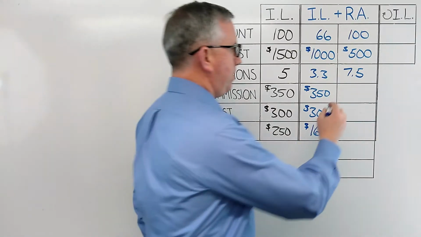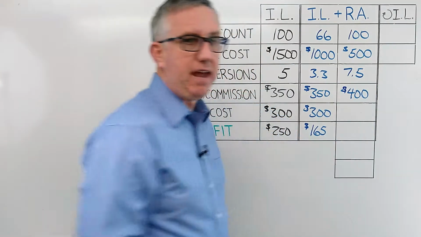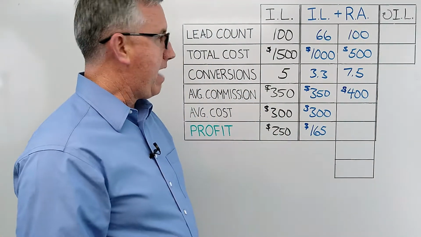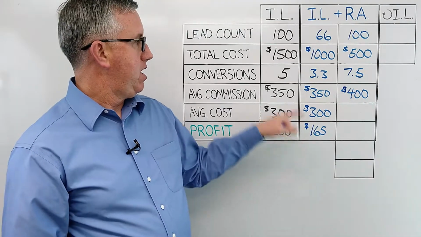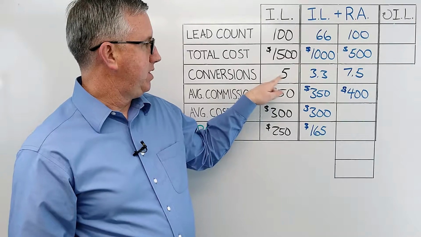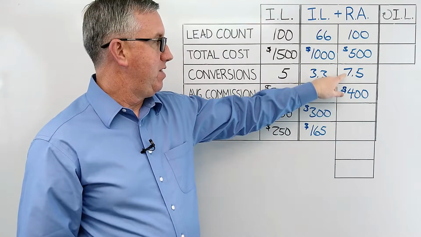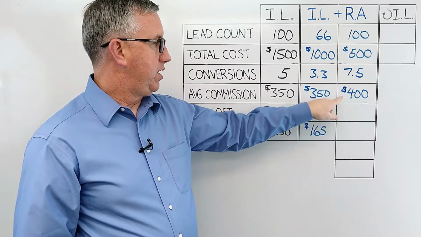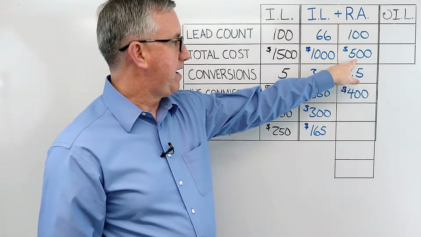We'll just give it a small bump, and we'll say $400 is going to be the average lifetime commission for the lifetime of those policies. Now, our average cost, so this is where the magic is really starting to happen. Notice, instead of converting 5 times, we're converting 3.3 times plus 7.5. This conversion rate right here is really high, and the commission is a little higher, but look at the cost. The total cost is $500.